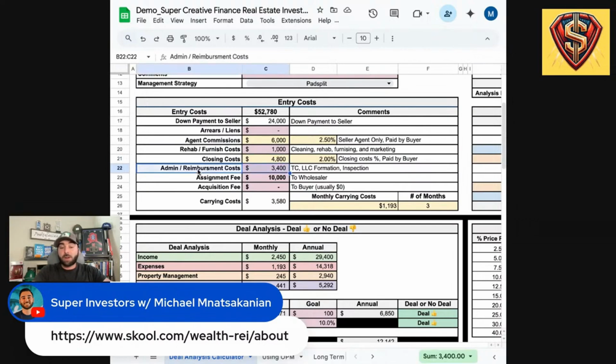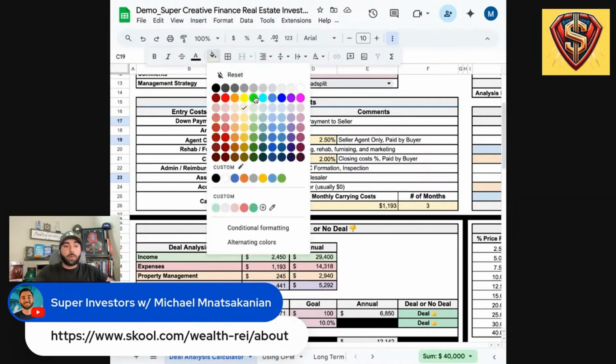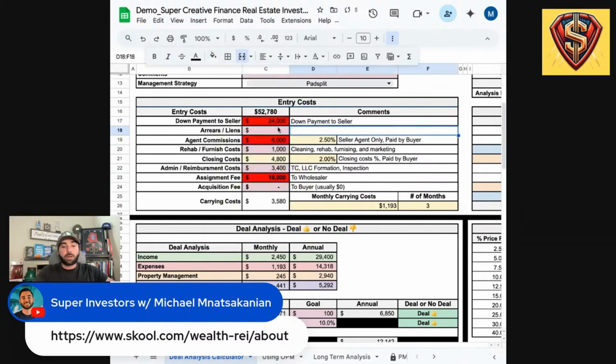Your admin costs are your admin costs. So you can either renegotiate the assignment fee, the down payment to the seller, or the agent commission. What I would do is look at these three, and collectively they are $40,000. You can go to the wholesaler, right? If you're going through a wholesaler, say, hey wholesaler, at $40,000 entry, I can't make this deal work. It does not hit the returns that I'm looking for.